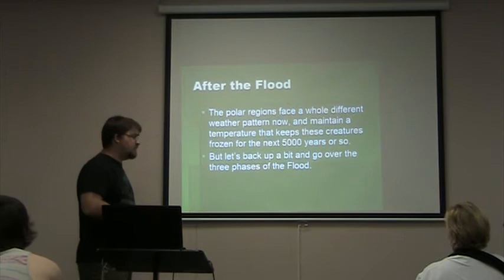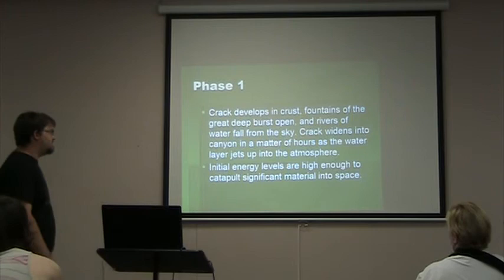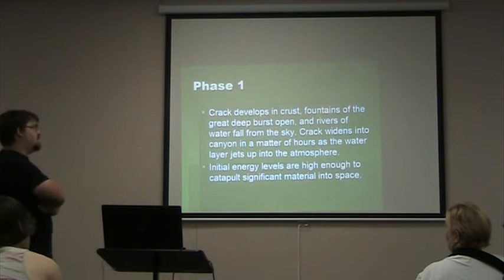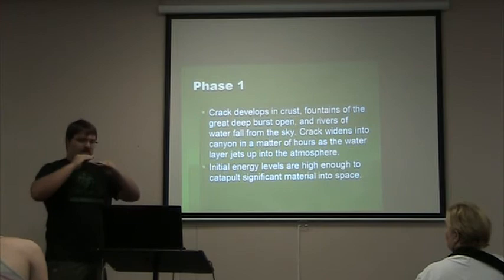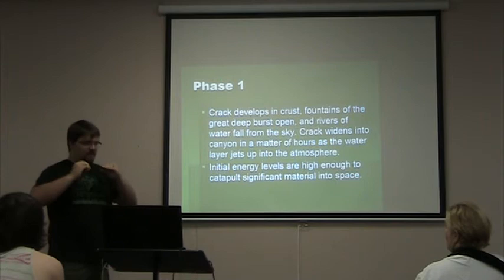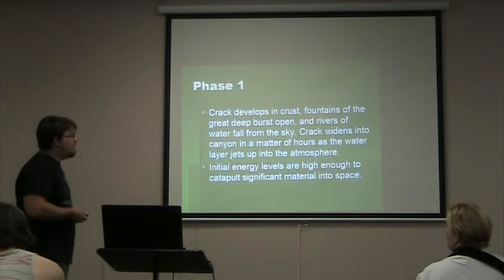But let's back up and kind of go over a couple of these phases. Phase one, we have the cracks and develops in the crust with the diagram we just saw. Fountains of the Great Deep burst open, rivers of water fall from the sky, crack widens in a matter of hours, water jets into the atmosphere, takes a lot of junk with it. And what it's doing is it's taking a layer that was like this, and it's taking this material and depositing it on top of that material, and plates are thickening up even as they are being flooded. Okay? We have significant material that's launched into space.